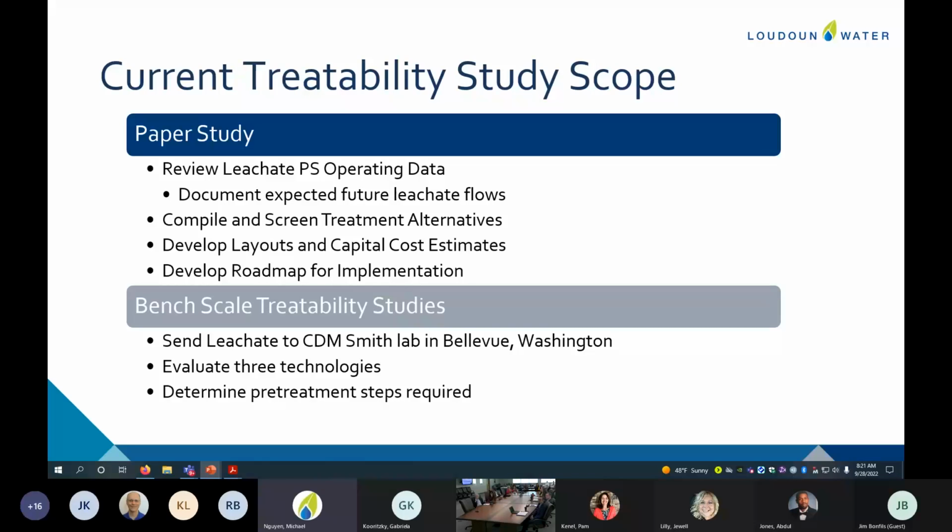Because we're still at a research level, you don't go from the results of this study to building something, right? There's more work in between to really flesh out what needs to be built and ensure that it's going to work. We're also completing this study ahead of knowing what final regulations are going to look like.